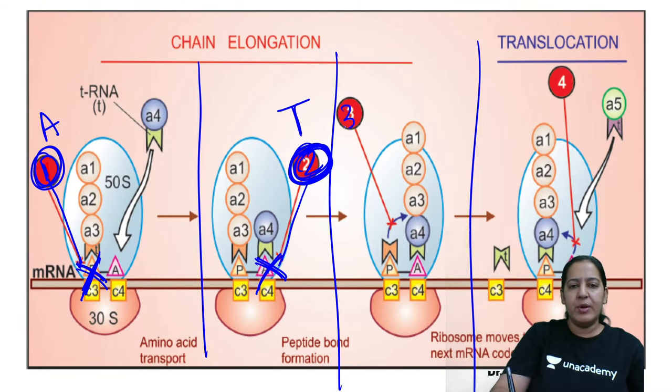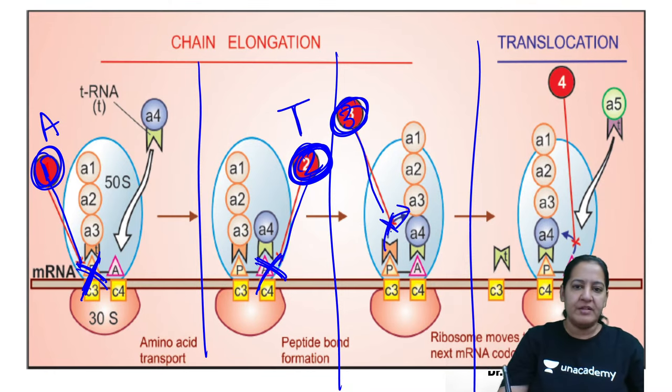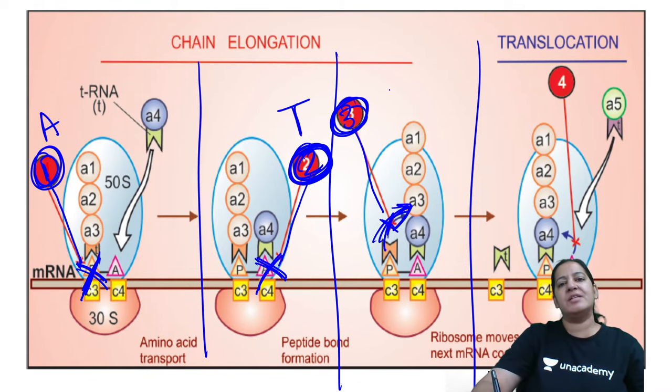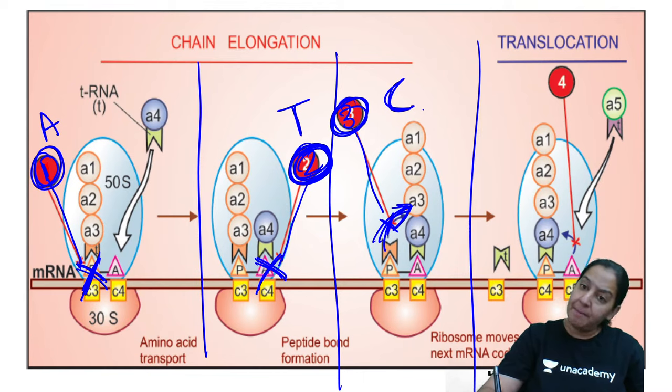Right. Can you see number 3? What is antibiotic number 3 doing? See, where is the cross? It is inhibiting P2A shift. The arrow, the P2A shift. So P2A shift is inhibited by chloramphenicol.